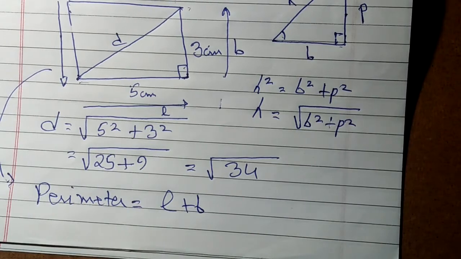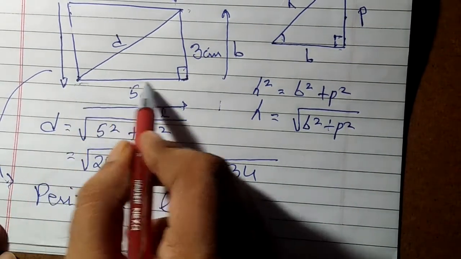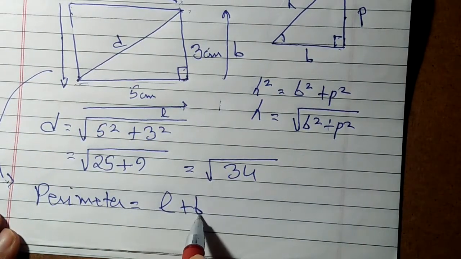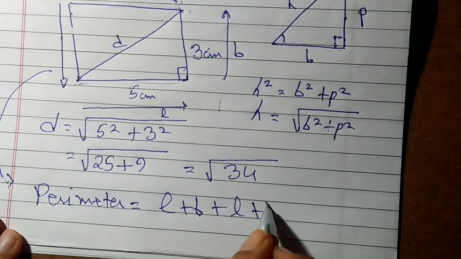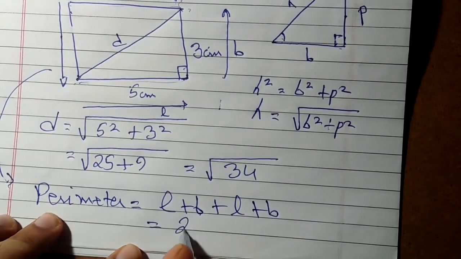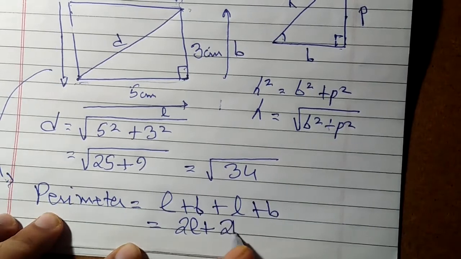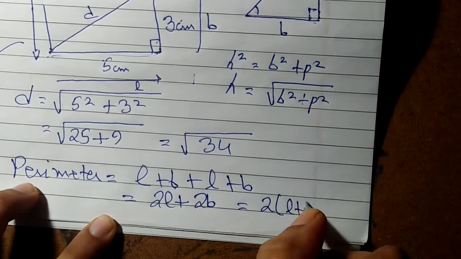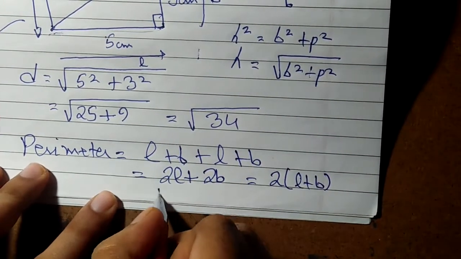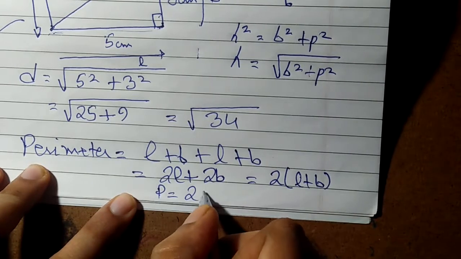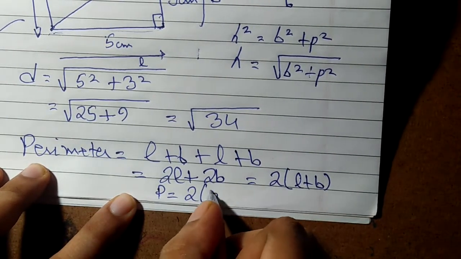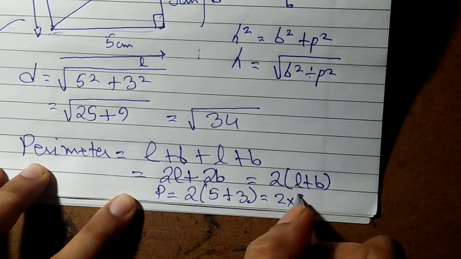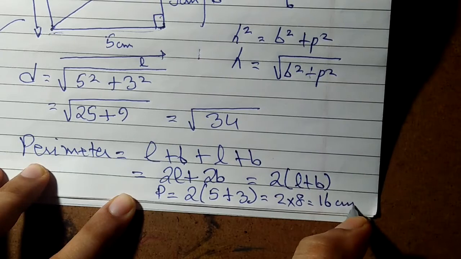So we cover a length, a breadth, a length, and again a breadth. If you cover the boundary, length plus breadth plus length plus breadth becomes 2l plus 2b, and taking 2 common, 2 into l plus b. So if I say find the perimeter, perimeter will be 2 into length of this rectangle, 5, plus breadth, 3. How much do we get? 2 into 8, which is 16 centimeter.